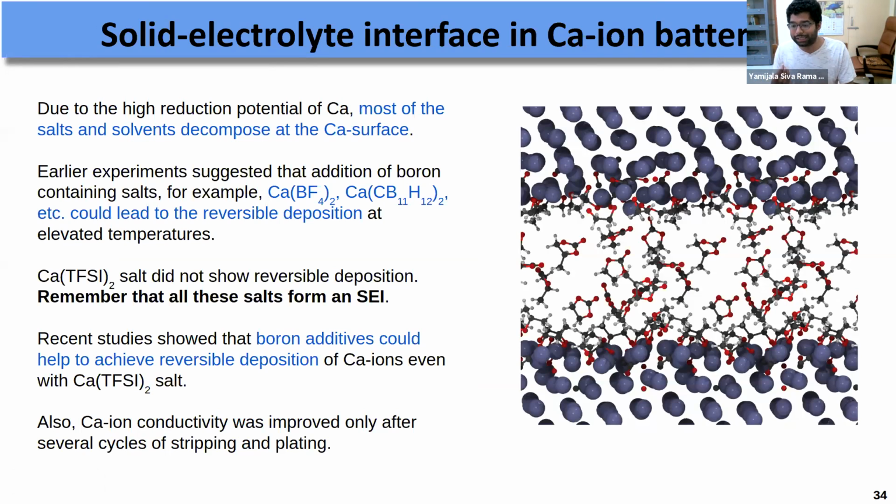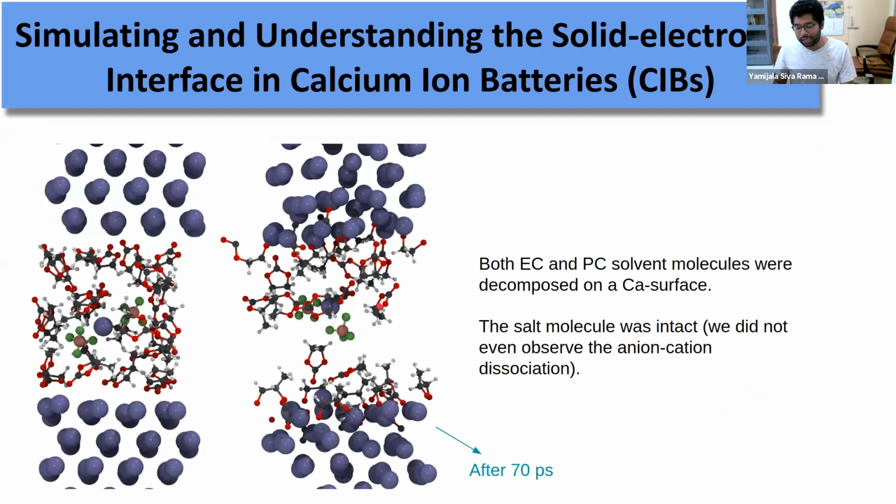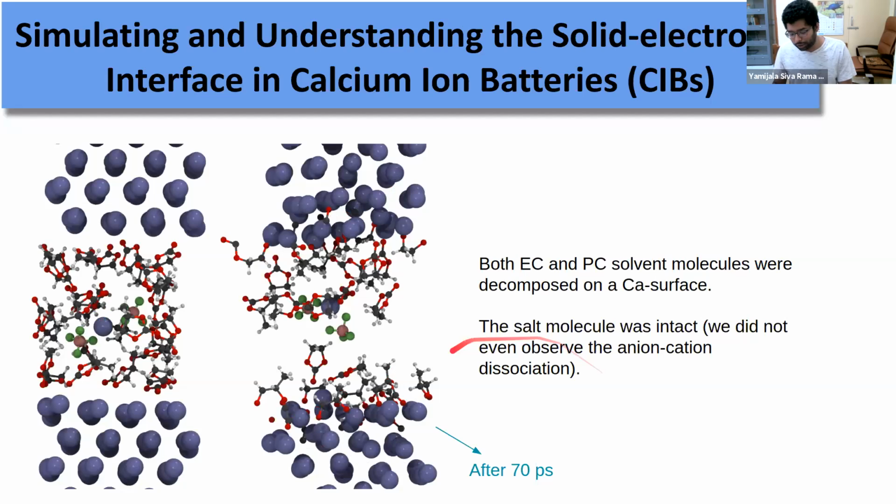So in order to understand that, we started simulating with both CaBF4 twice salt as well as the CaTFSI2 salt. These 2 salts we have considered, and we started understanding the solid electrolyte interface that is formed here. What we understood was that the CaTFSI2 salt is automatically dissociating due to the high reducing power of the calcium, whereas CaBF4 is not.